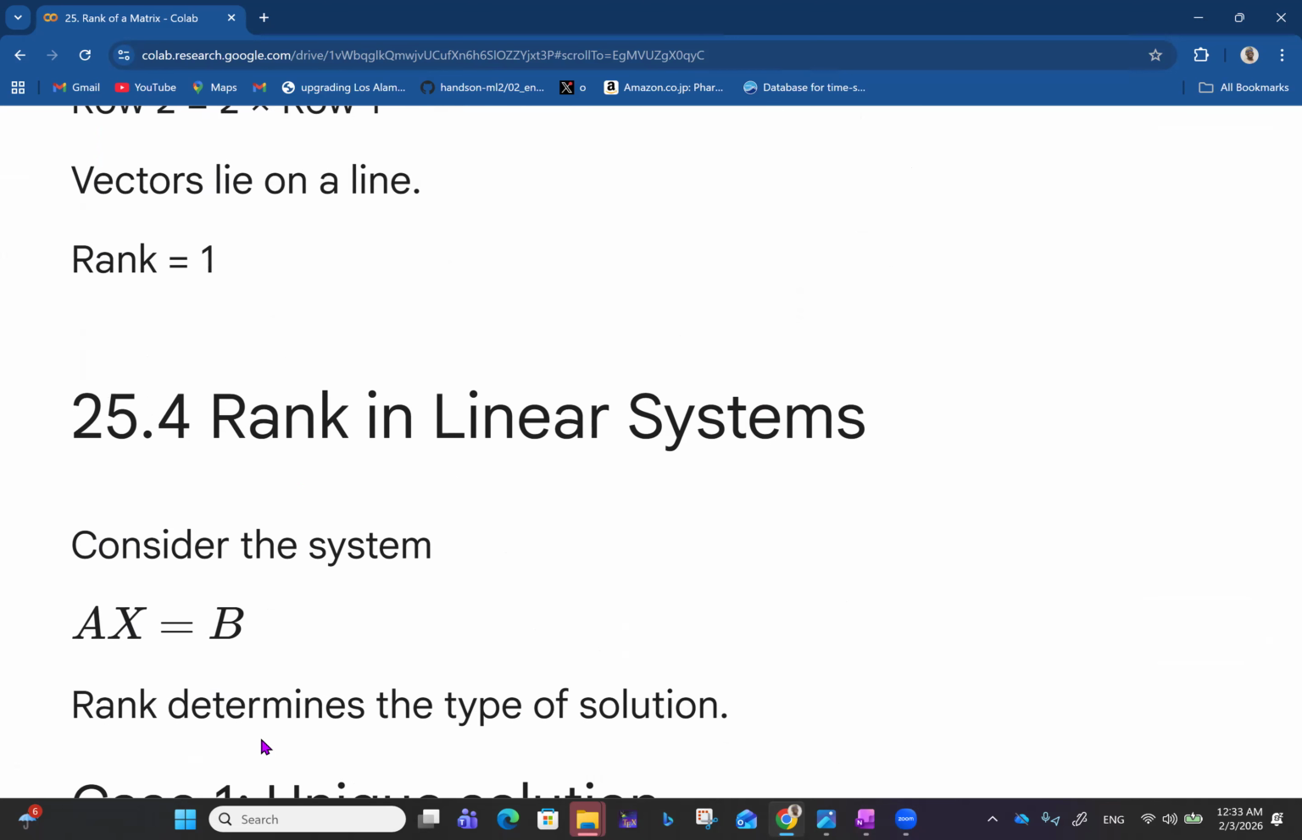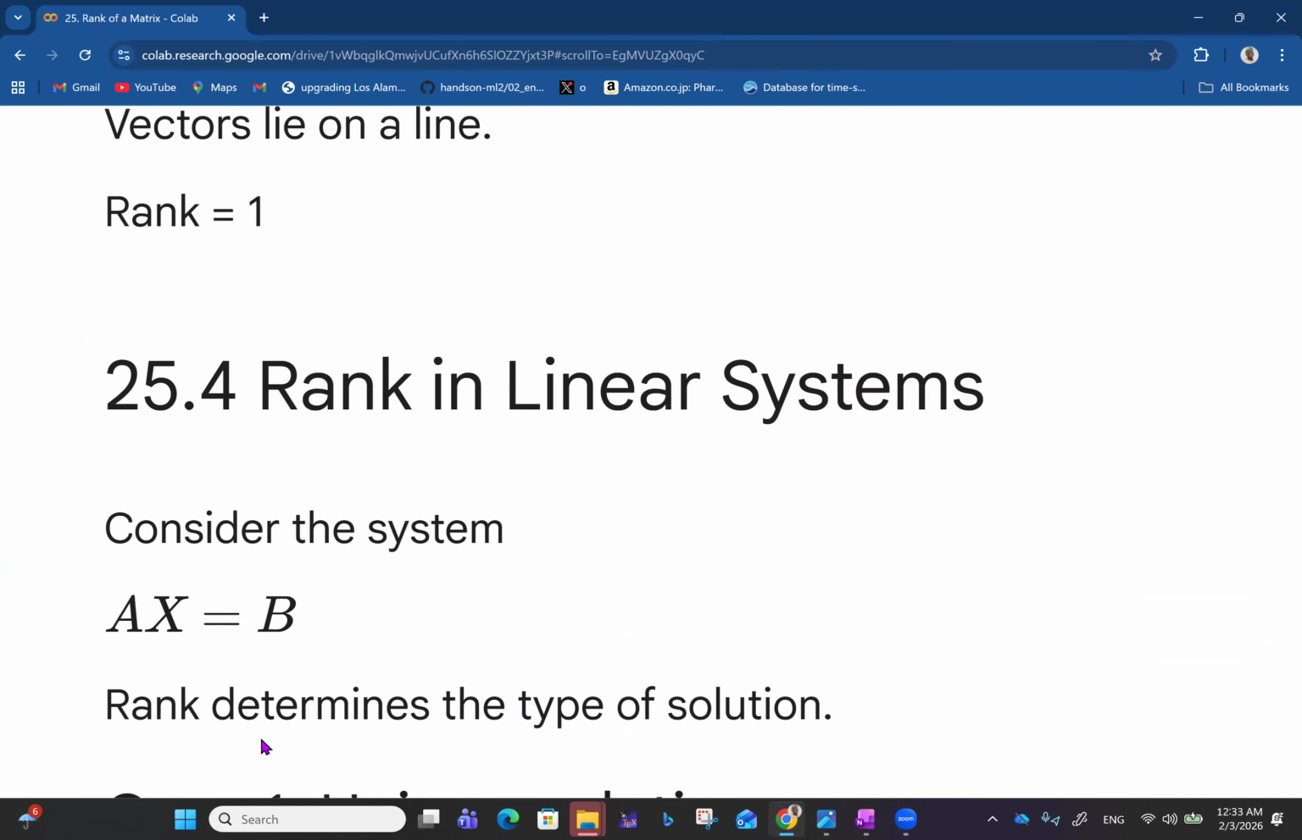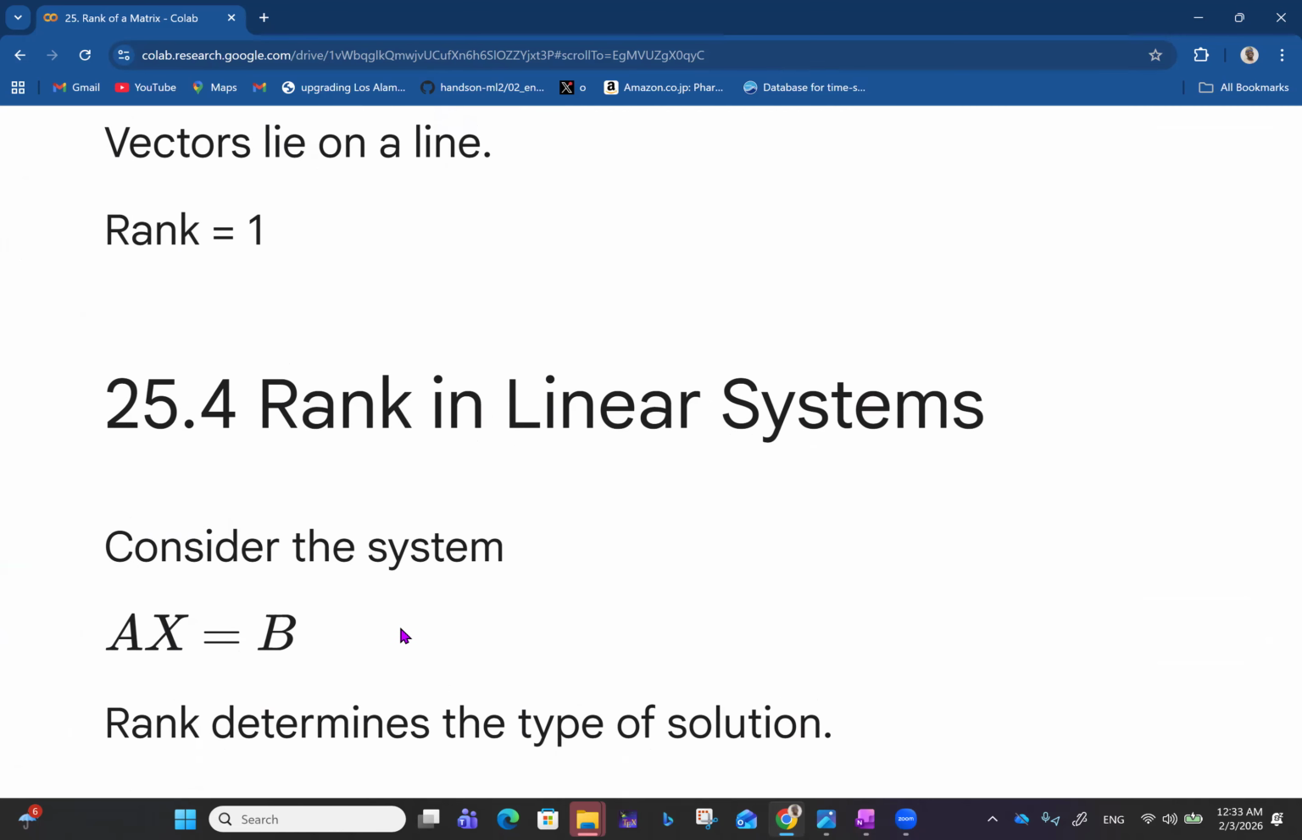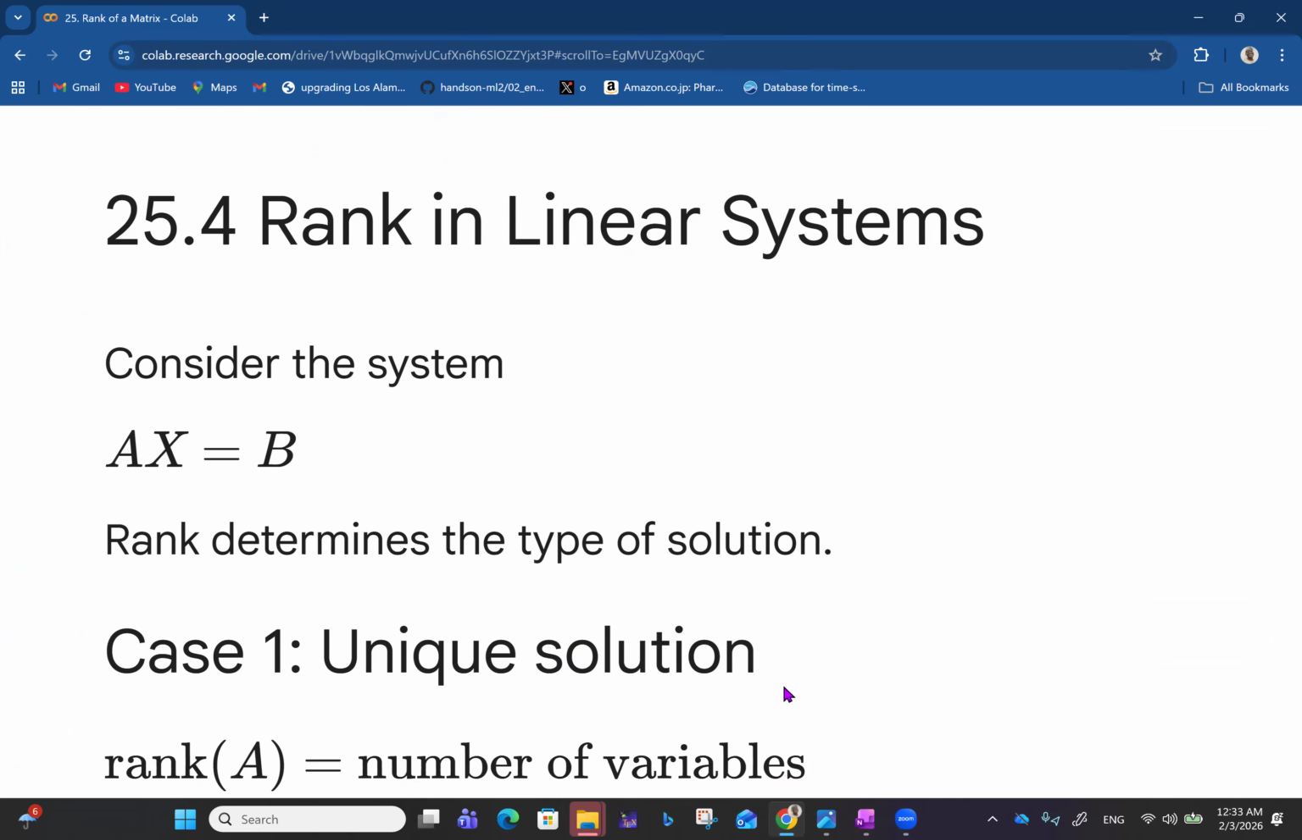Then we can talk about rank in linear systems. They are very useful there also. So consider the system AX equals B. Rank determines the type of solution. We are talking about structures of linear systems here. So rank determines the type of solution.